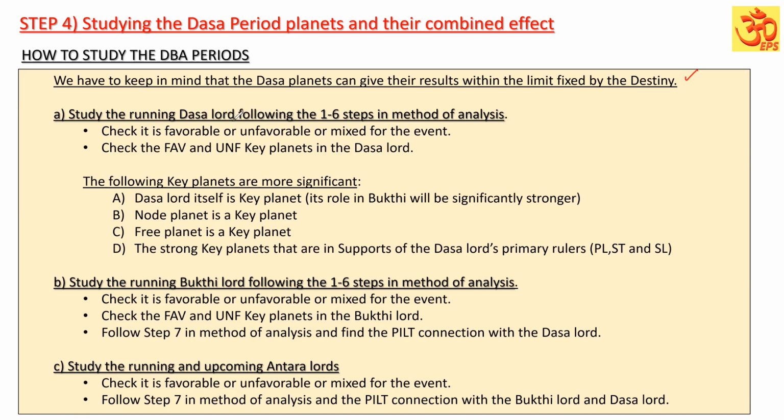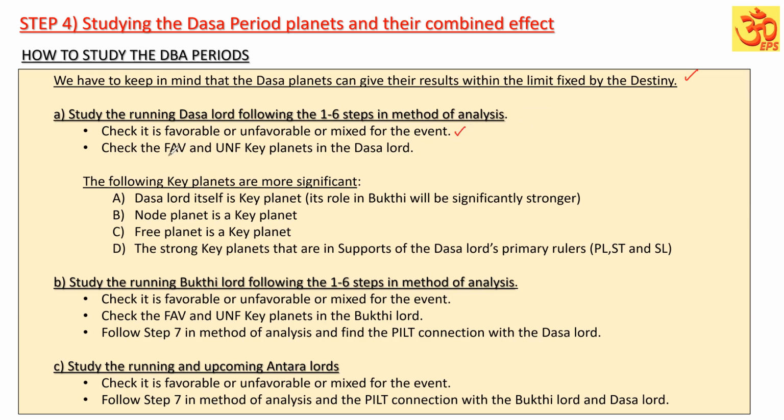Study the running Dasa Lord following the 1 to 6 steps in method of analysis. In lesson number 8, we were discussing the 1 to 7 steps. In that, the 7th step is going to be built later. So I'm telling you to focus on the 1 to 6 steps in method of analysis. With the help of these steps, please study the Dasa Lord. Check whether it is favorable or unfavorable or a mixed planet for the event.